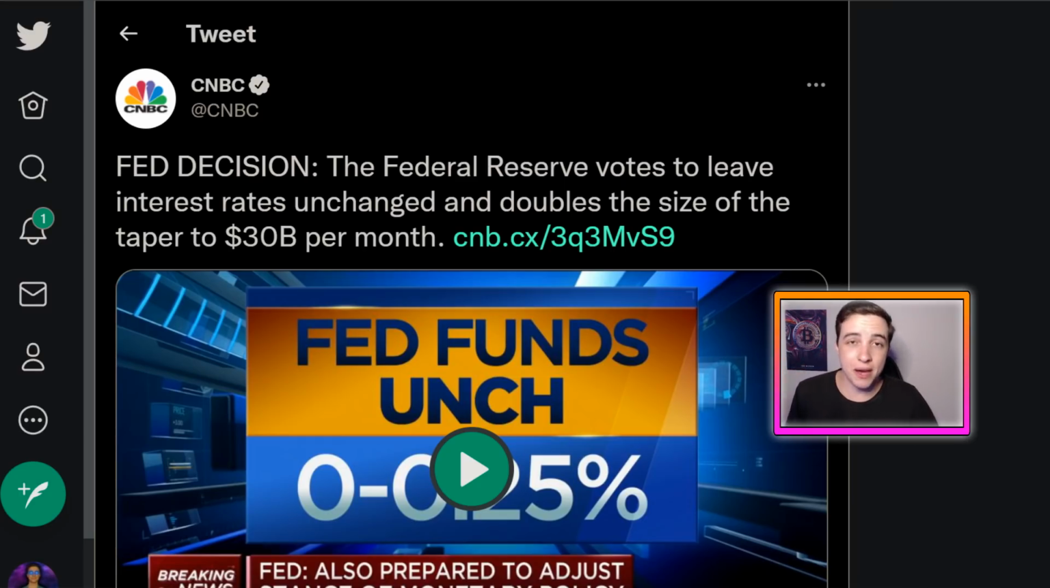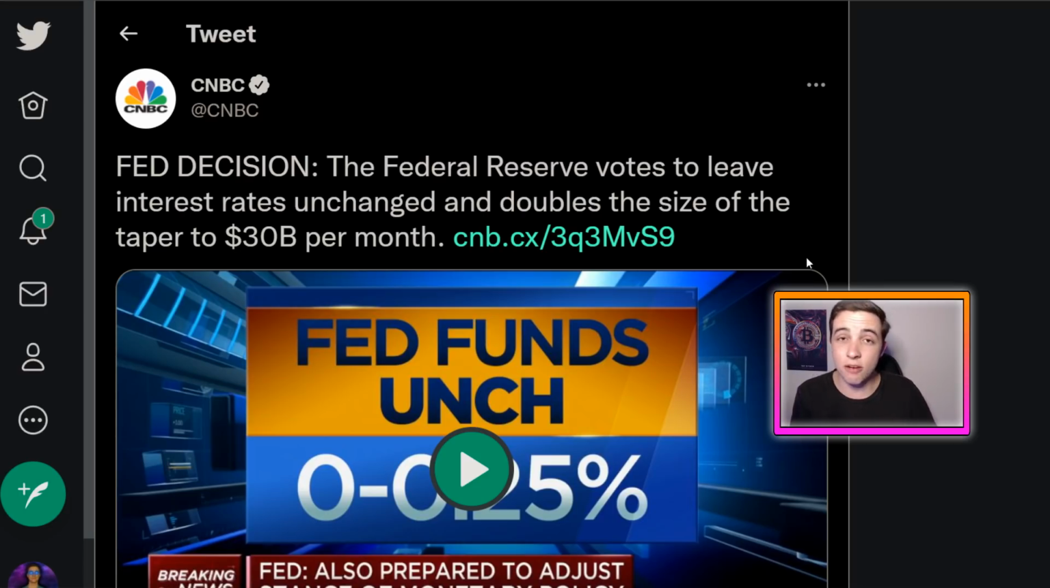So straight away, just by that happening, that reduces uncertainty in the market, which is more of a bullish thing by itself. But on top of that, looking at the Fed's decision, they have voted to keep interest rates unchanged, at least as of right now. But they did announce that they will be raising interest rates next year and in 2023.